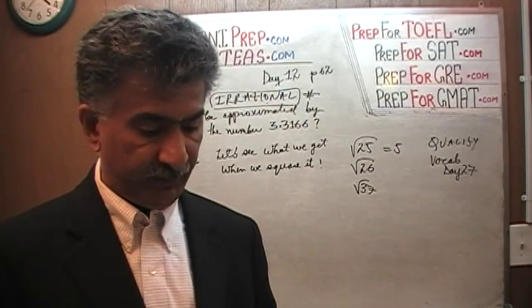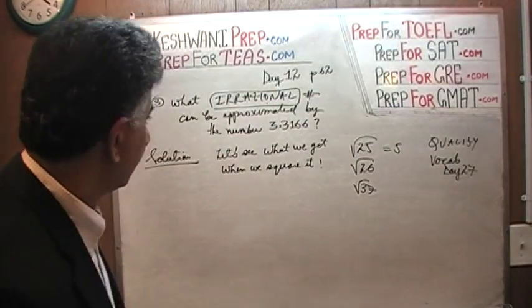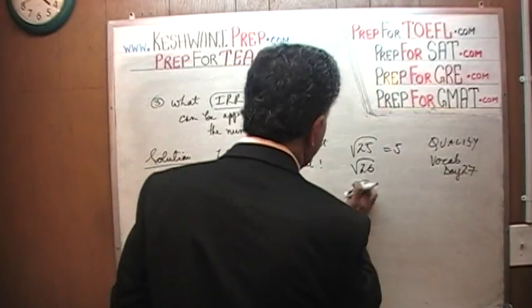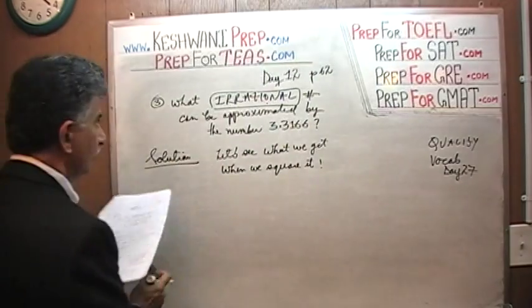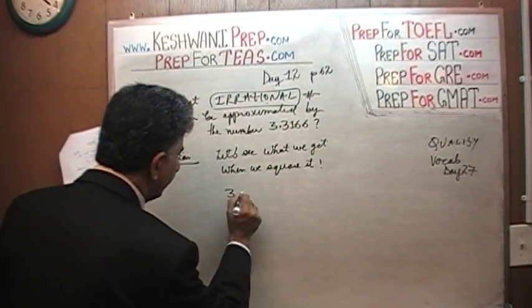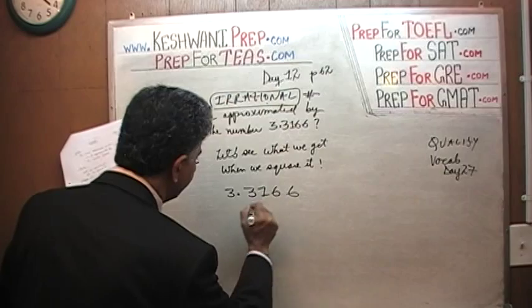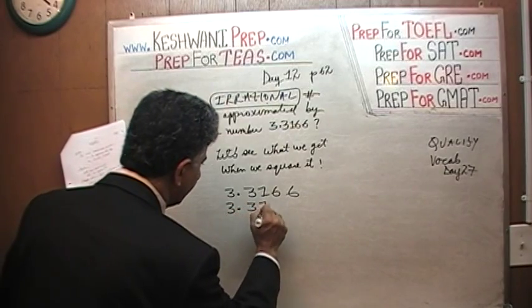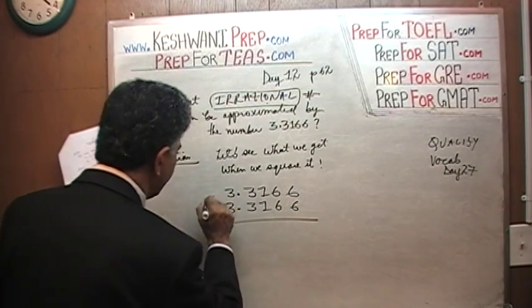Maybe it's the square root of something, as I said, it's just a gut feeling. So let's do that. Where can we square it? I need the room. We need to multiply it. Let's do it here. 3.3166, 3.3166, and we have to multiply. We're going to square it.